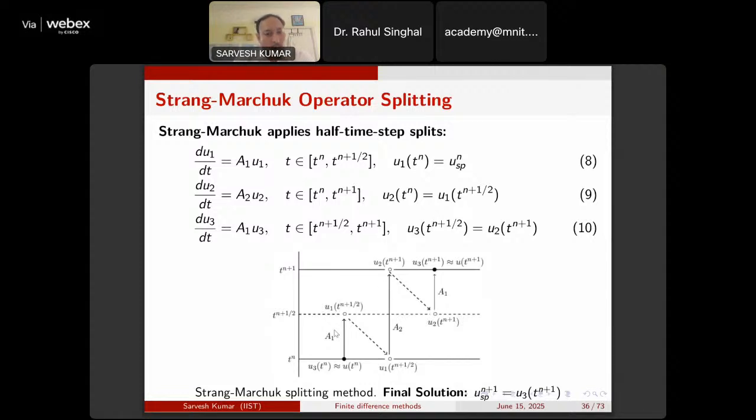If you do it locally the way I have done earlier, for A1 you apply this to u at tn plus 1 and take it here, A2 will go here, and then finally you get u3. So u3 at n plus 1 is my u on that side. So what is the advantage of doing that?